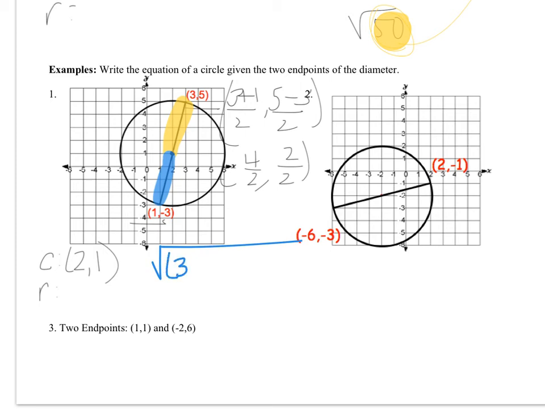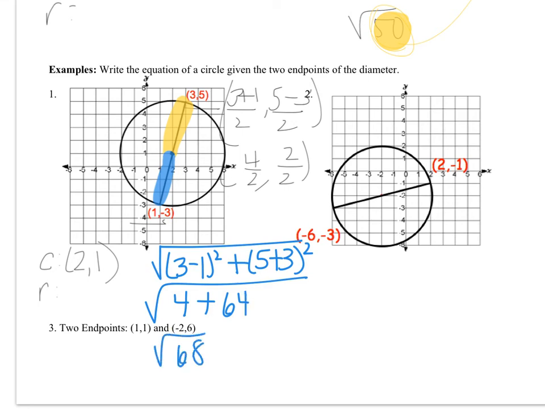So I'm going to do 3 minus 1 squared plus 5 plus 3 squared. So I have 4 plus 64. So I have to do the square root of 68. So the square root of 68 is 8.2. So my diameter is 8.2, which means my radius is 4.1.